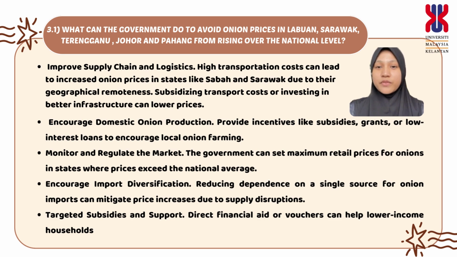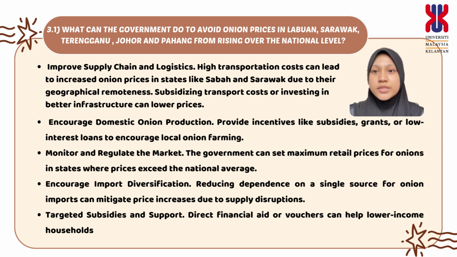The government can provide subsidies, grants or low interest loans to encourage farms to grow onions. Plus, by educating farmers on modern techniques and investing in technology, they can increase onion yield and cut production costs. Another solution is to keep a close watch on the market. For example, if onion prices are too high in certain states, the government can step in and set a maximum retail price. And to prevent unfair practices, stricter regulations should stop traders from hoarding or manipulating prices.